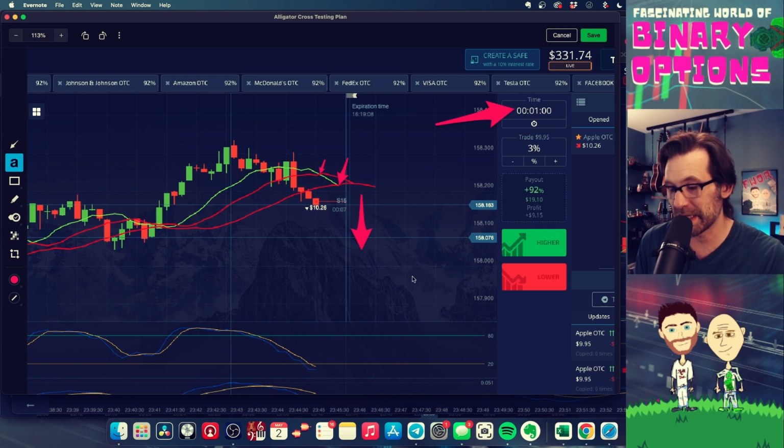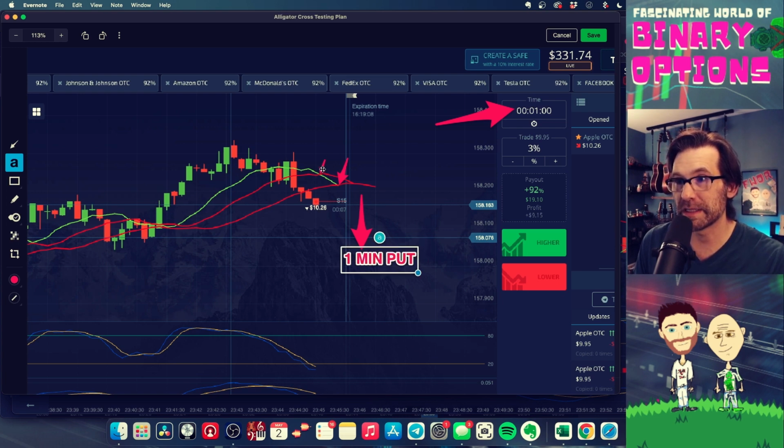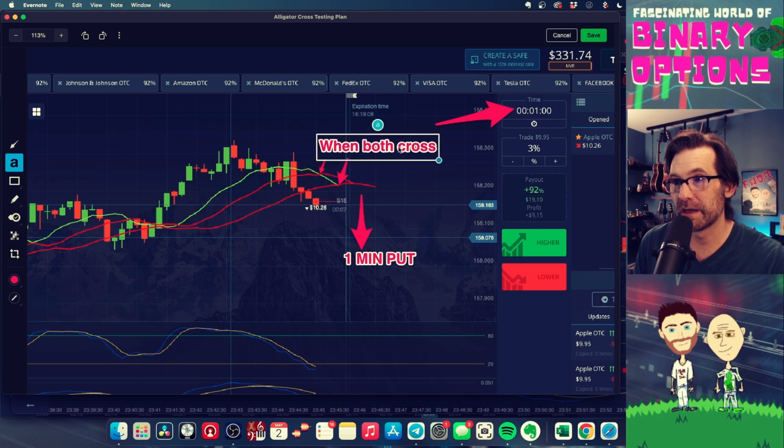You can win really big. Okay, so you take a 1-minute put. I'll put that 1-minute put right here. When those two things happen, and so I'm taking this one when both cross, you take a call or a put in the direction of the cross. So the green crosses over there, touches there, and this is usually a big win.